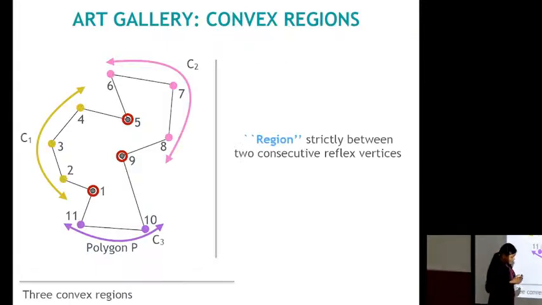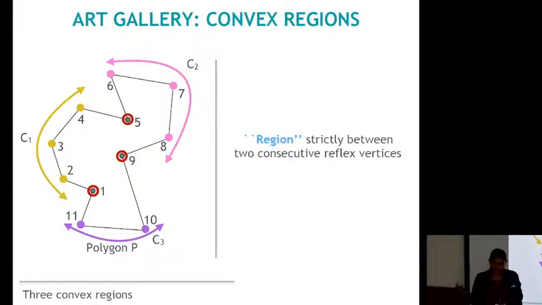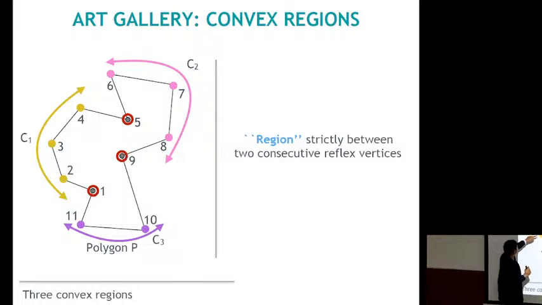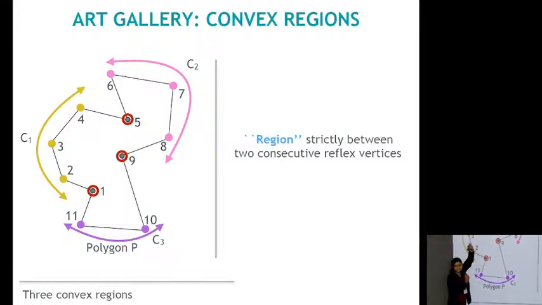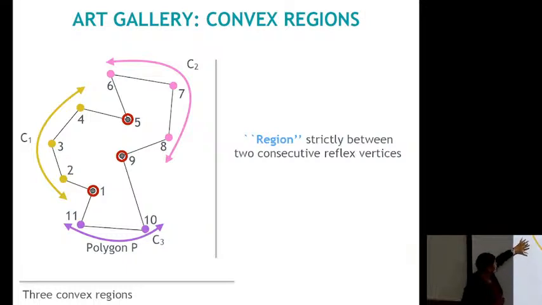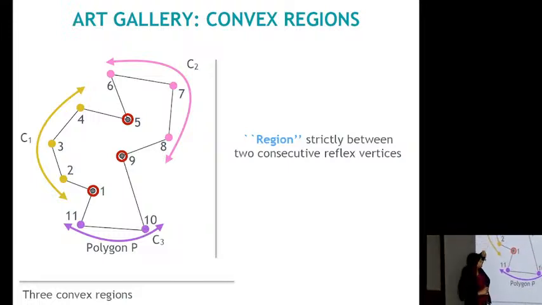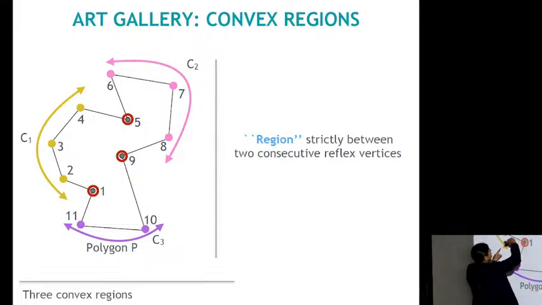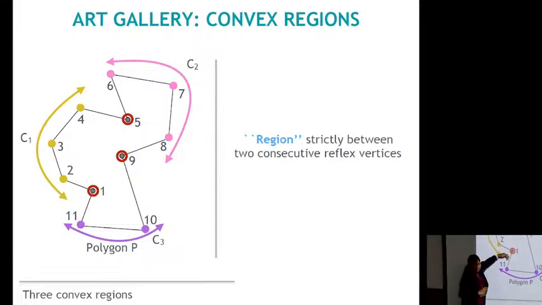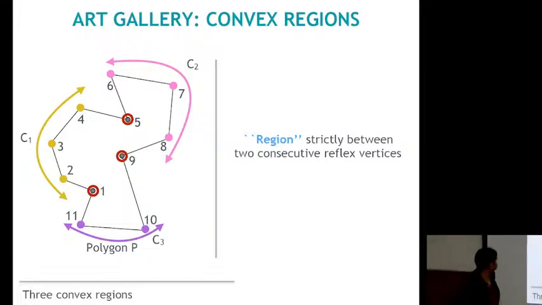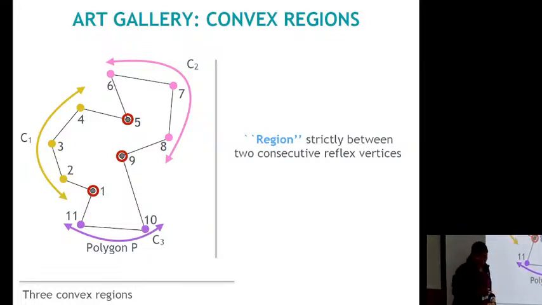We will now define convex regions of this polygon, which is nothing but the vertices that are sandwiched between two consecutive reflex vertices in your polygon in the cyclic order. That is what we call a convex region. For instance, the vertices 2, 3 and 4 form a convex region by our definition, because between them there is no reflex vertex. If you go further left, you get a reflex vertex. If you go further to the top, the next vertex is a reflex vertex. So in this polygon, we have 3 convex regions.